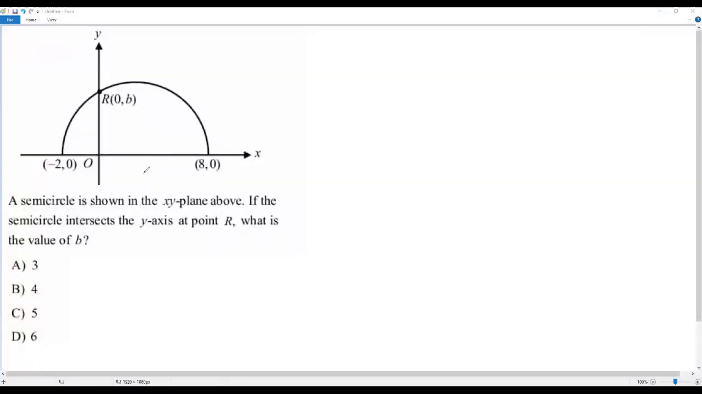Here we have a SAT math problem. Okay, let's go to the question. A semicircle is shown in the xy plane above. If the semicircle intersects the y-axis at point R, what is the value of B? Actually, this B is the y coordinate at the point R over here.